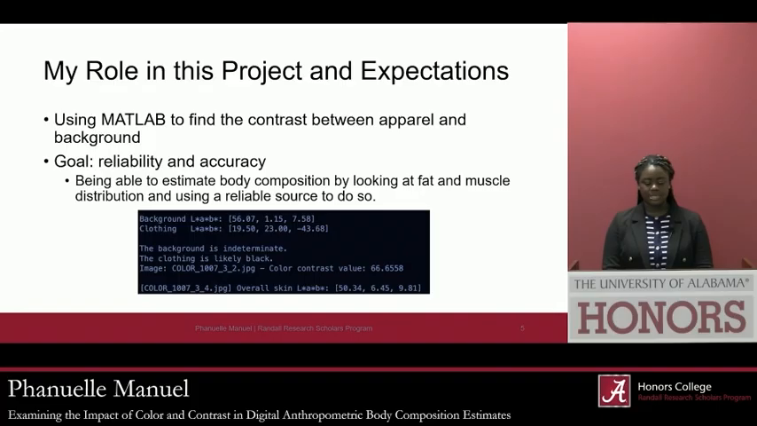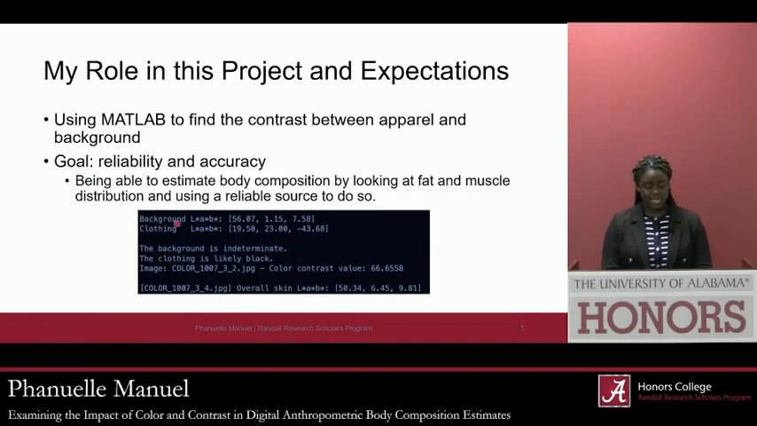Then vectors of the clothing and background LAB values are subtracted, and each difference is squared, and all are added together. Then the square root is taken of this number to get the final contrast. In basic terms, it's just the distance formula where the coordinates are the L, A, and B values. What we want to do is find which contrast is best for taking photos and evaluating your body composition.